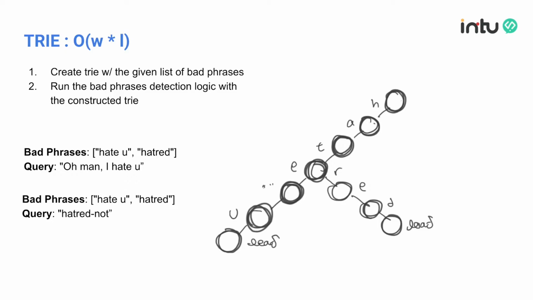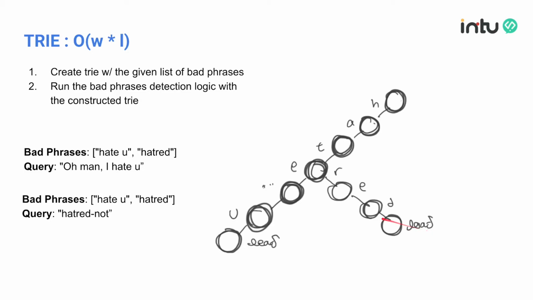For the optimized approach, we'll use a trie. So for each letter you see, you're constructing a node. For us, the bad phrases are hate you and hatred. So we're going to start from hate you. Starting from the root node, you create a node for H, A, T, E, a space, and a U. When you reach the last letter, you mark the node as a leaf. And for the second word, H, A, T, and then you have R, E, D, and that's the last letter, so you also mark that as a leaf.